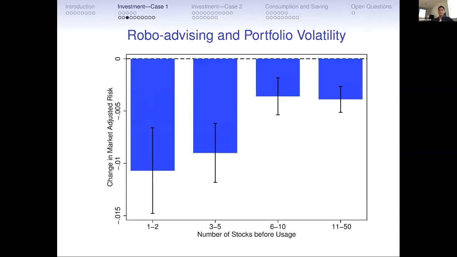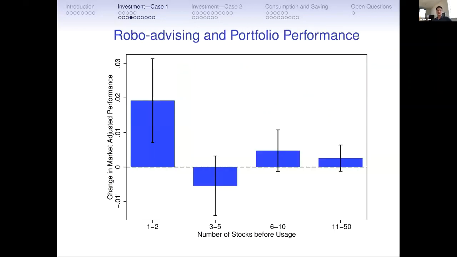When it comes to risk or volatility, this is always market adjusted risk. We have that the risk of the portfolio is actually decreased across all the investors. But you don't see that big of an improvement in terms of performance. So once again, there is very little improvement in performance. Only those individuals that were holding 1 to 2 stocks before using the Robo-advisor actually improve their performance. The other ones don't see a big improvement. In fact, they don't see an improvement in performance at all.